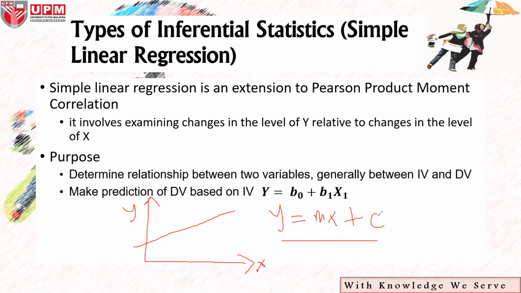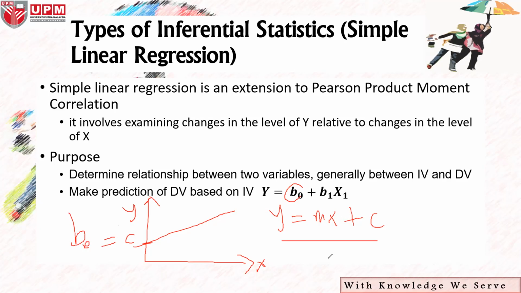C, what is C? C is the value where the straight line touches the y-axis. The value here, where the straight line touches the y-axis. This is C. So B naught is the same: C equals B naught. B naught equals the value where the straight line touches the y-axis.